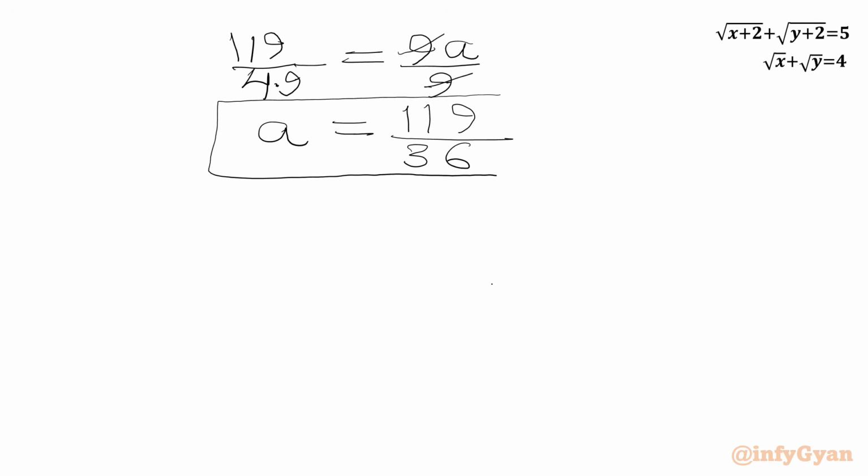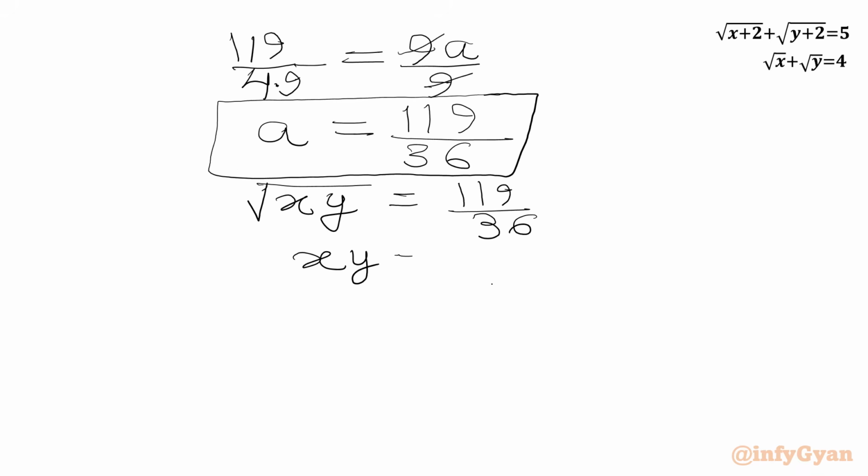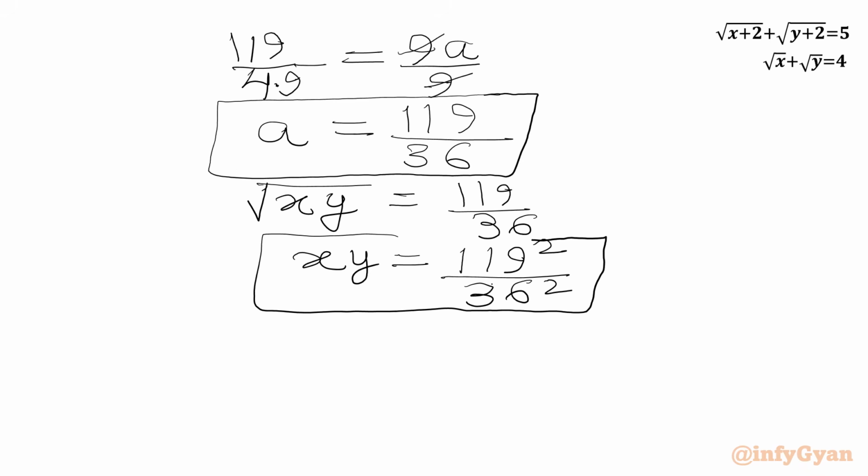Now we have 119 over 36, and a is square root of xy, equal to 119 over 36. After squaring both sides, we will get xy equal to 119 square over 36 square. So we have x times y, or the product of x and y. Now we will write x plus y in terms of a.